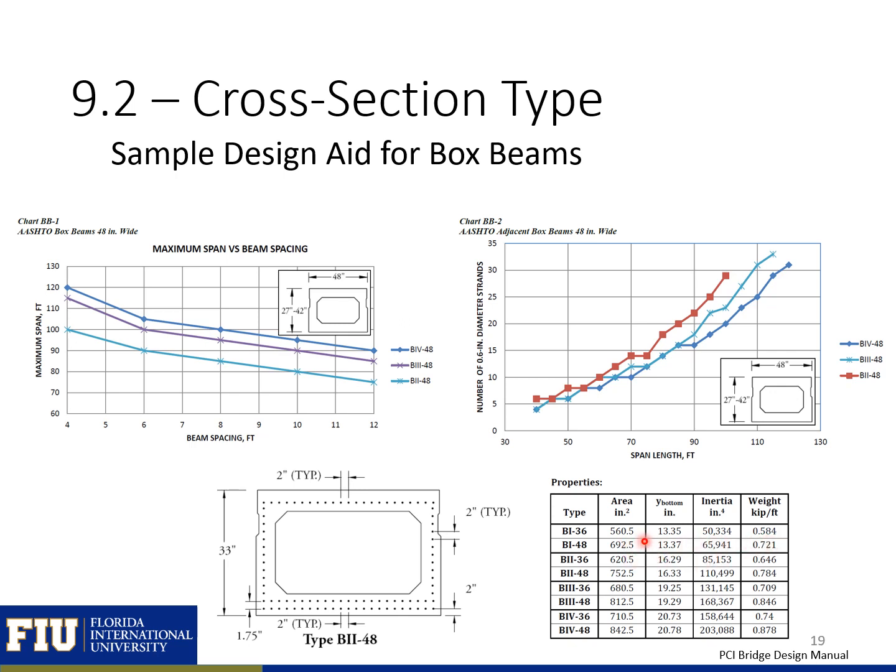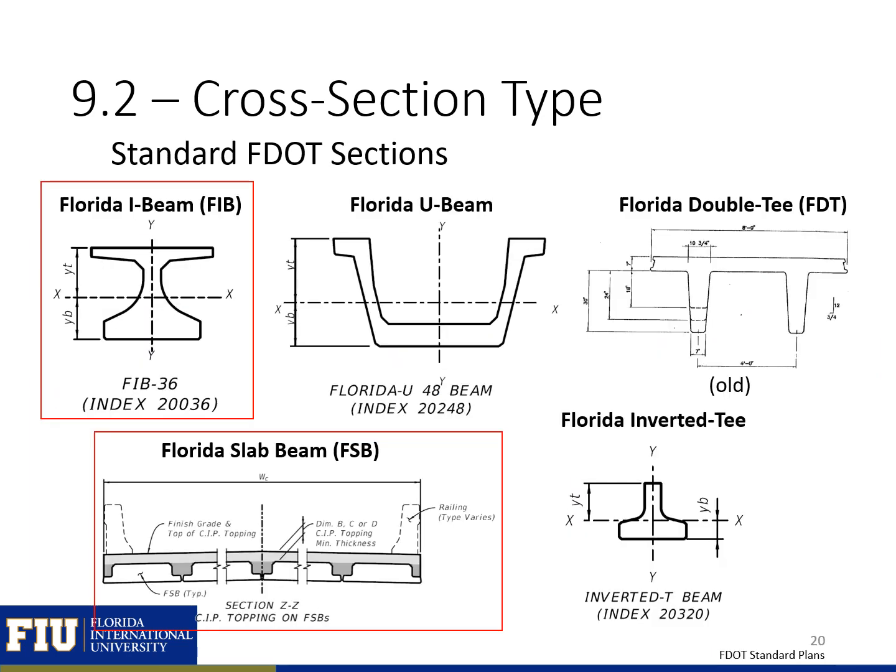So your gross area, your distance from the bottom of the section to the centroid of your gross section, your gross moment of inertia, and also your standard weight for the section, given here in kips per foot. These are from the PCI Bridge Design Manual, and the Bridge Design Manual has design aids like this for several of the standardized shapes that I showed on the previous slide.